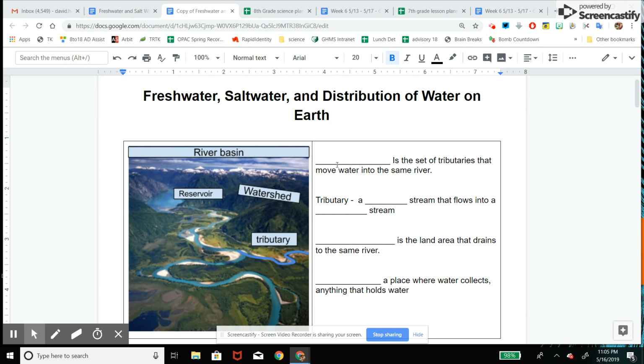River basin is a set of tributaries that move water into the same river. The name of the river basin is usually named after the river it flows into. A tributary, and you'll see a smaller one here, is a small stream that flows into a larger stream.